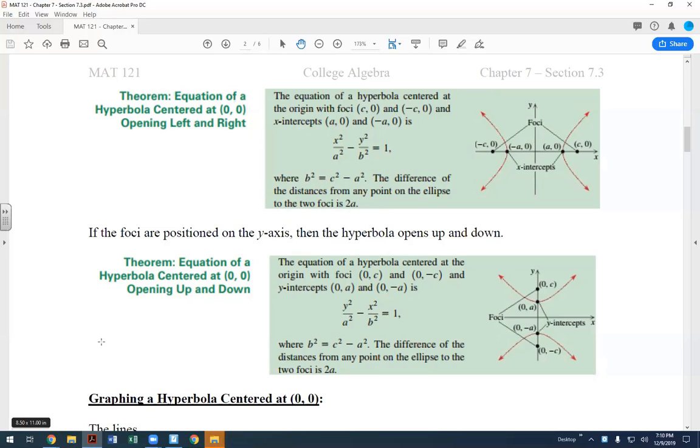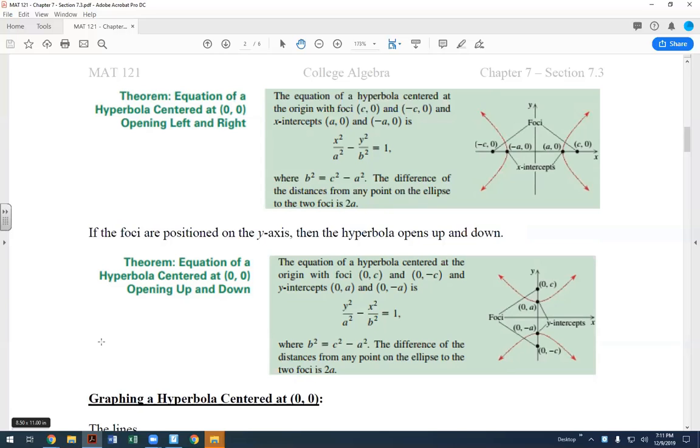With ellipses, which denominator has the larger number is how we know what the ellipse looks like. But with hyperbolas, it's which variable is first. If we say x squared first, it's a hyperbola opening left and right. If we say y squared first, it's a hyperbola opening up and down. So it's which variable your equation shows first: x squared opens left and right, y squared opens up and down.